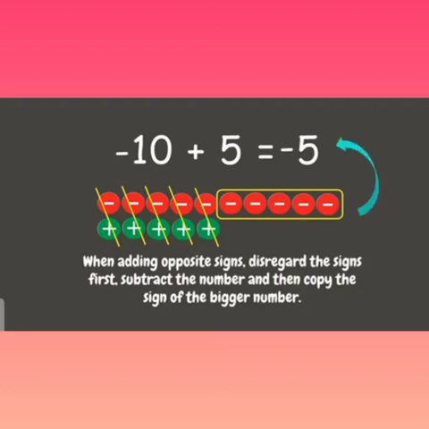Now let's have another example. Let us try to solve negative 7 plus positive 8. Again, we are going to disregard whether they are positive or negative. Let us subtract the numbers. 8 minus 7 is 1. Now, let's take a look at the sign of the bigger number. Here, the bigger number is 8. And since it is a positive integer, our sum or answer should also be positive. Therefore, negative 7 plus positive 8 equals positive 1.